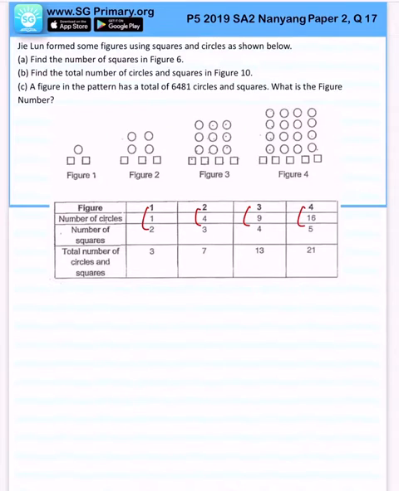So naturally, we can conceive a number pattern out of this, which is that the number of squares in figure 6 will be 6 plus 1, which is 7 squares.